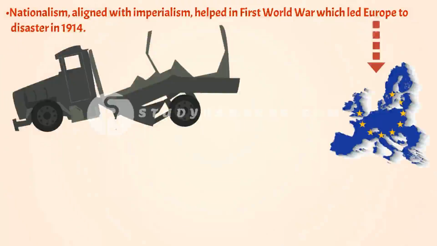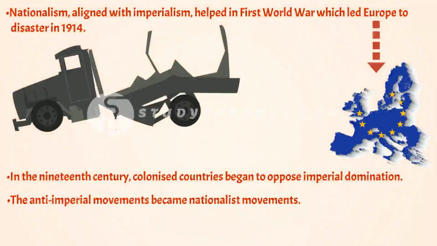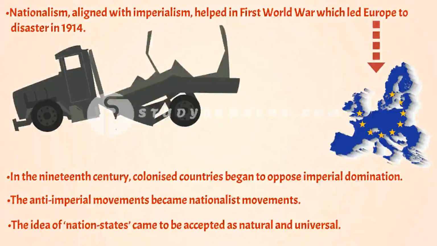In the 19th century, colonized countries began to oppose imperial domination. The anti-imperial movements became nationalist movements. The idea of nation-states came to be accepted as natural and universal.